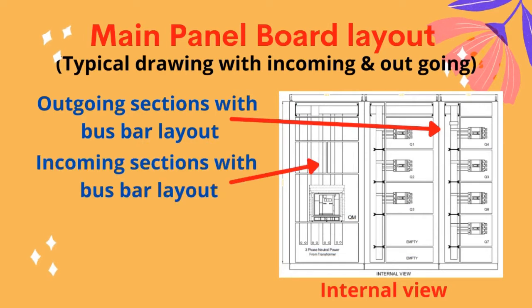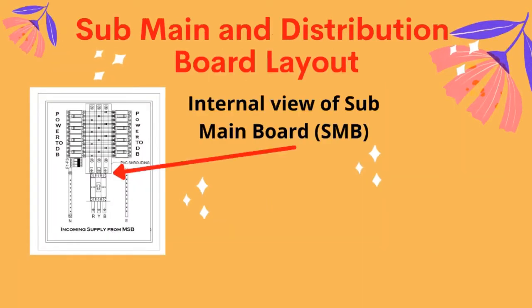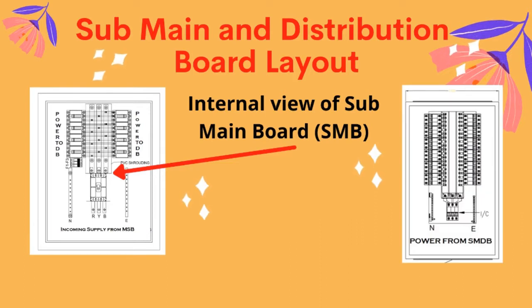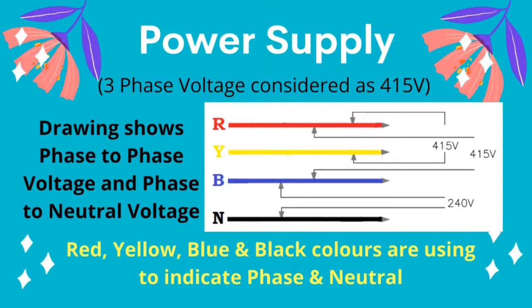A typical bus bar layout is shown in the drawing. A typical SMB and DB layout is shown in the drawings. Three-phase and single-phase voltage is given here with the drawing. Consider the three-phase voltage as 415 volts. Red, yellow, blue and black colors are used to indicate phase and neutral.